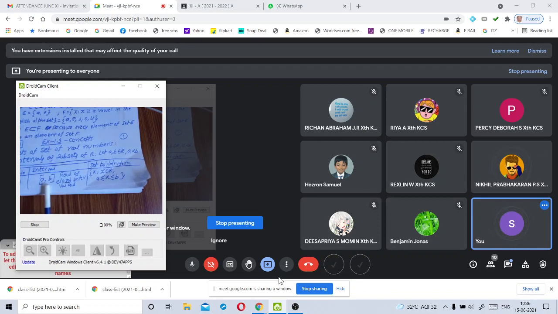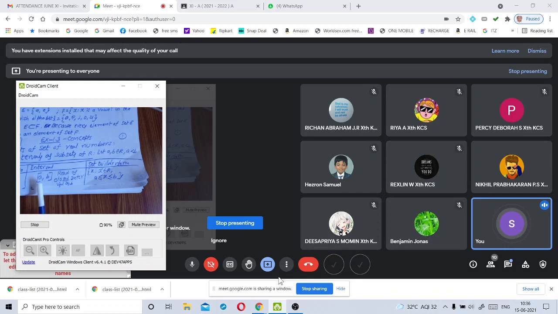Closed interval a comma b. Not a and b, a comma b. Closed interval a comma b. This is called the set builder form. Remember this point, my dear children. This is the set builder form of this interval. This is the interval form of this set. Vice versa, you have to remember vice versa.